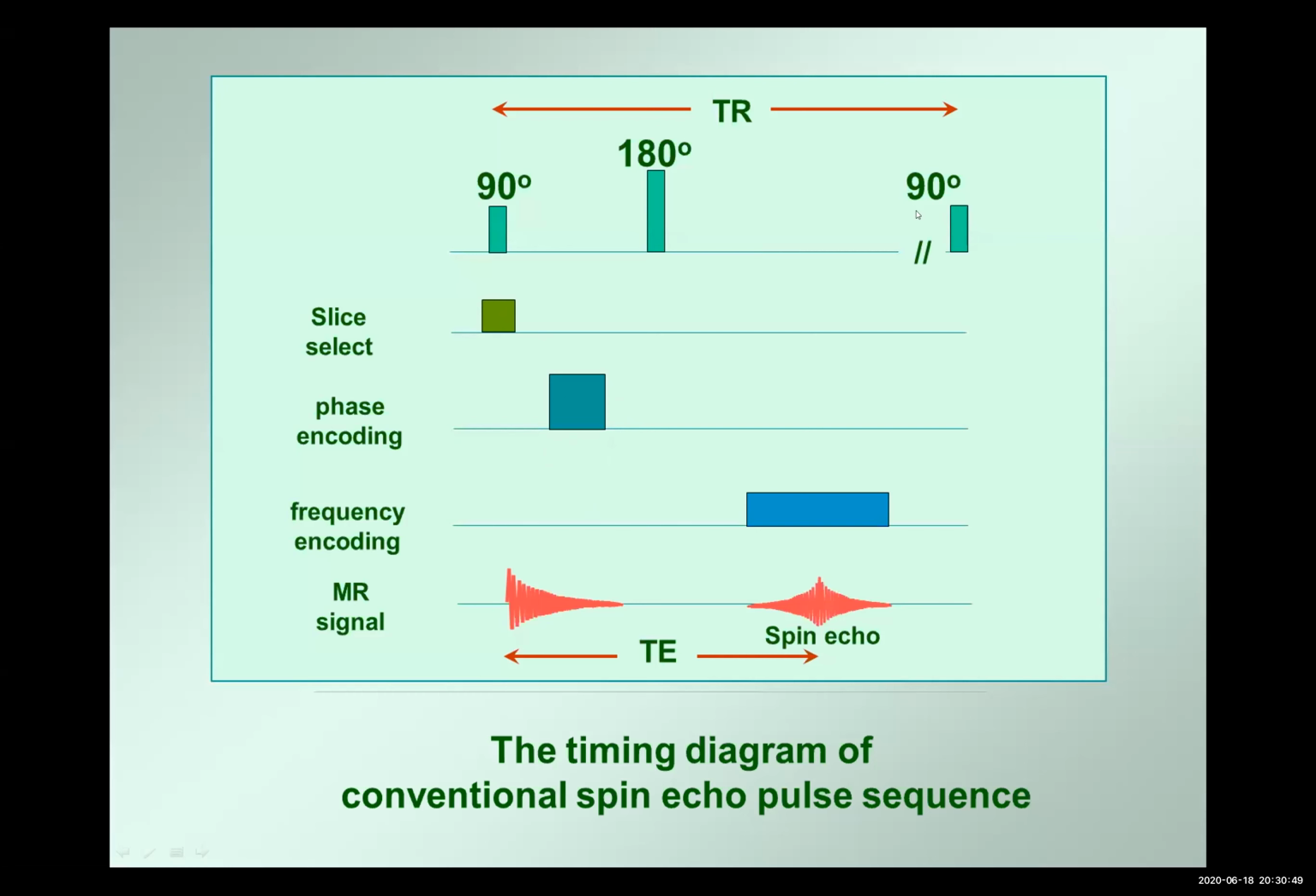After each acquisition, we have to stop for a time. It's called repetition time. That is very essential to allow the protons to recover and to excite again and again, until you get the full Fourier space, or full Fourier image information.